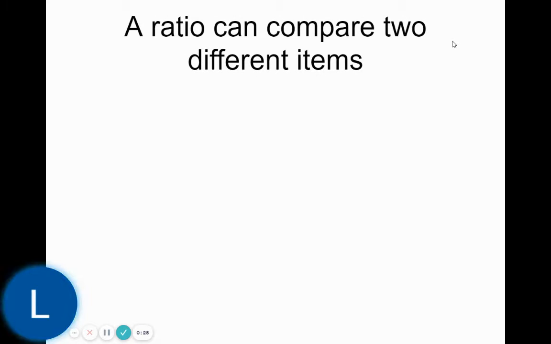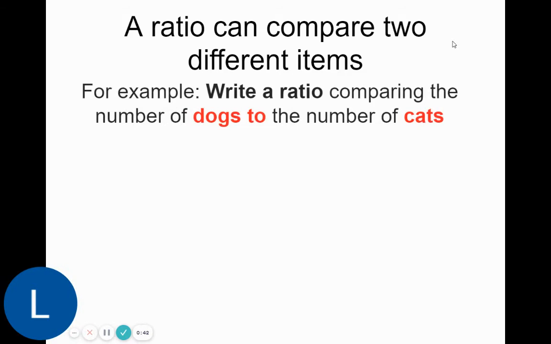So the first example I have here is a ratio can compare two different items. I said there's two types of ratios. There's a part to part, which is what we're going to talk about here, and then a part to the whole. And we'll get to that in a moment. But this is a part to part, comparing one thing to another thing. So it says, write a ratio comparing the number of dogs to the number of cats.